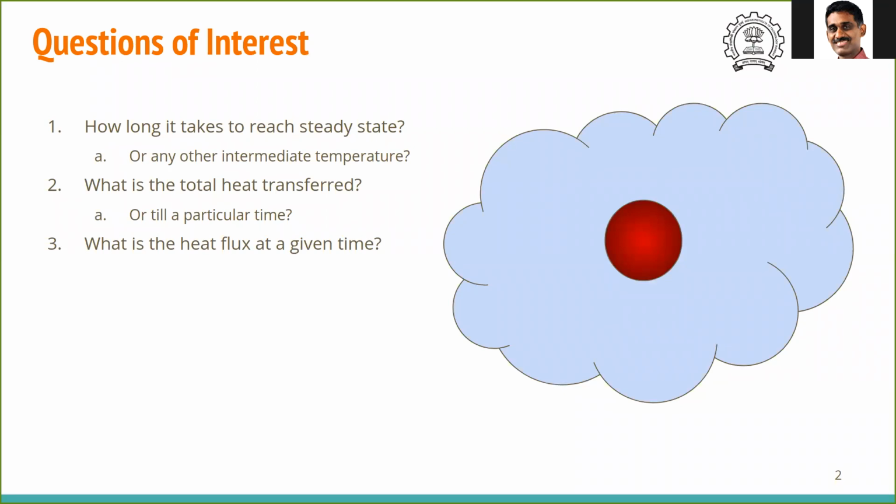Or it could be questions like, how long does it take to reach some intermediate temperature? Suppose you have something at 10 degrees and you're dipping it in liquid nitrogen. How long does it take for the temperature to dip to minus 10 degrees? So it could be any intermediate temperature. So you want to answer questions like this.